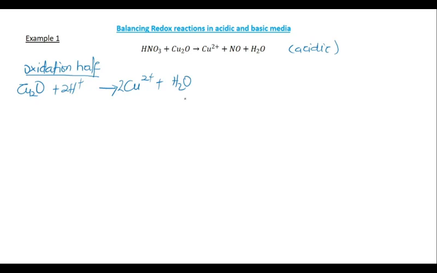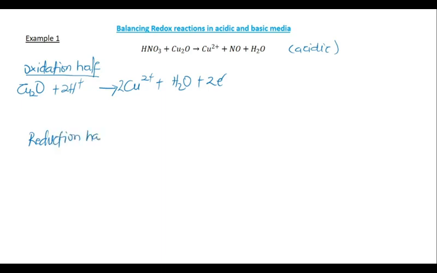Now that we have this, we can see that the charge over here is +2. The charge over here, this time, is +4. So we need to balance the charge as well. So balancing the charge, we need to add 2 electrons to this side, so that the charge will decrease from +4 to +2. So we add 2 electrons over here. So this now balances our oxidation half equation.